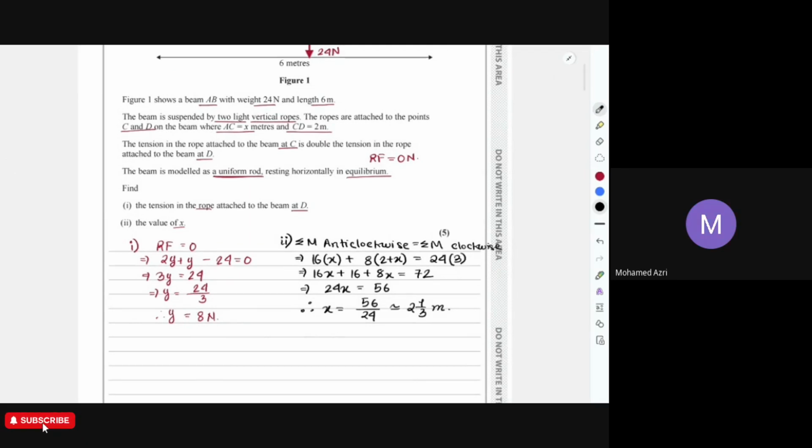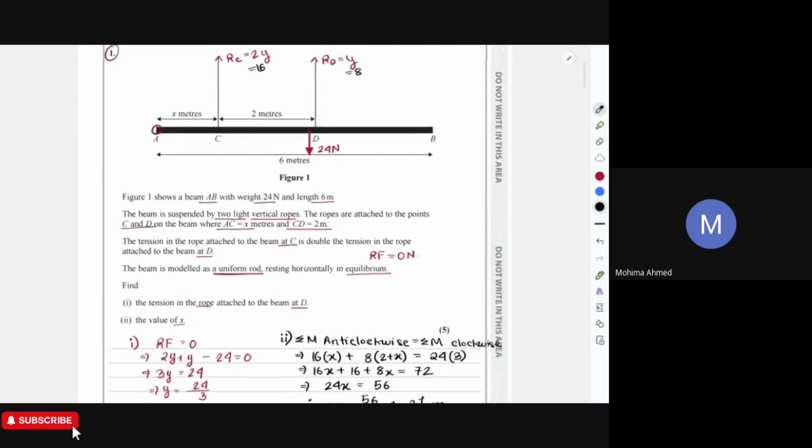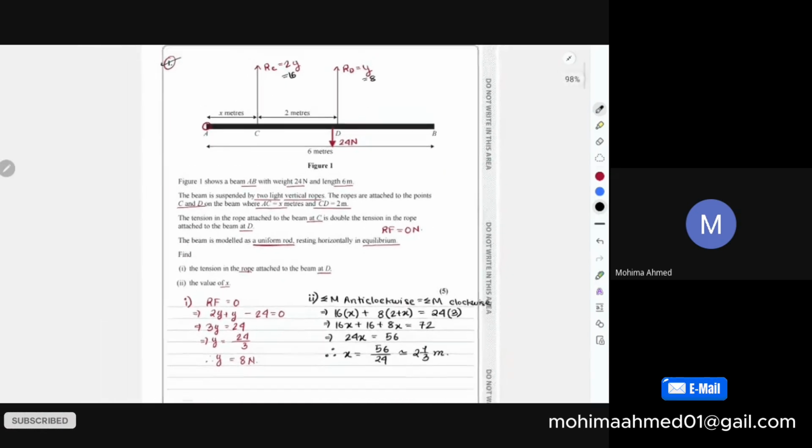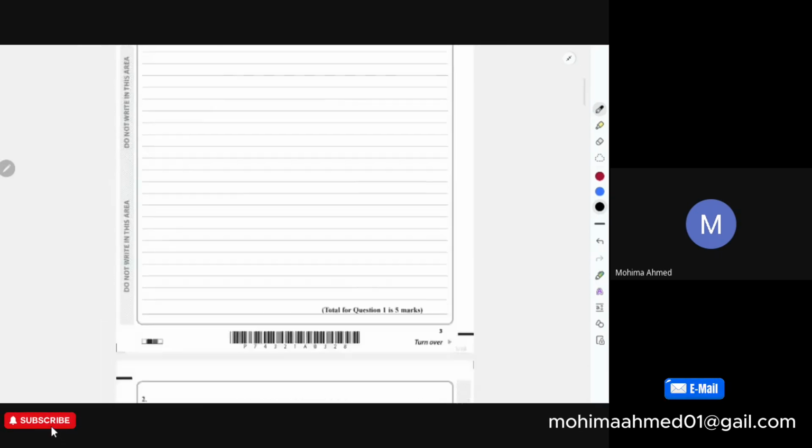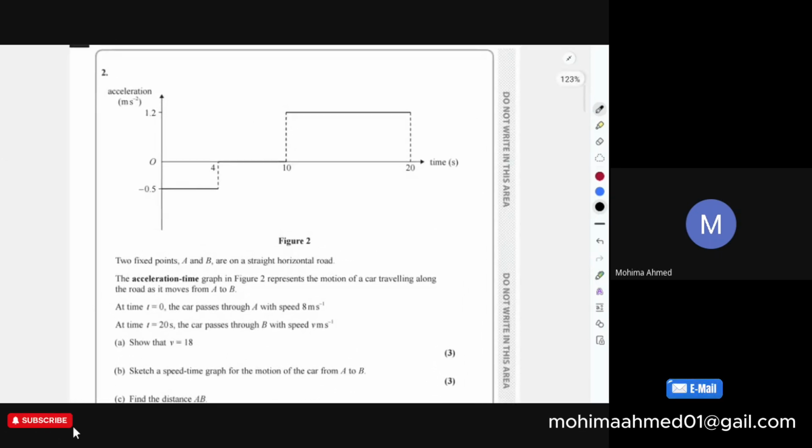Okay, so we're done with question 1. After this, we'll move on to question 2. This is an acceleration time graph.